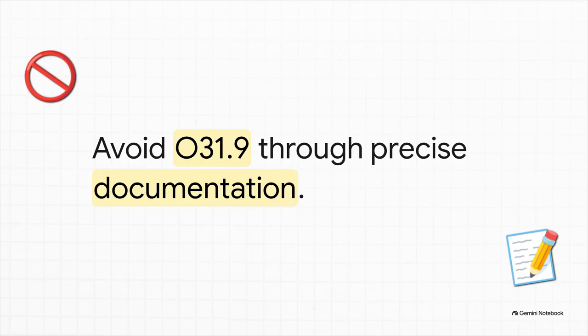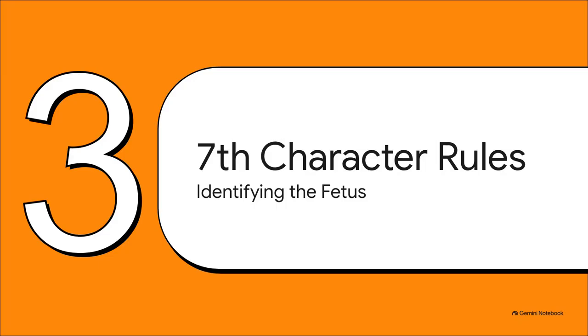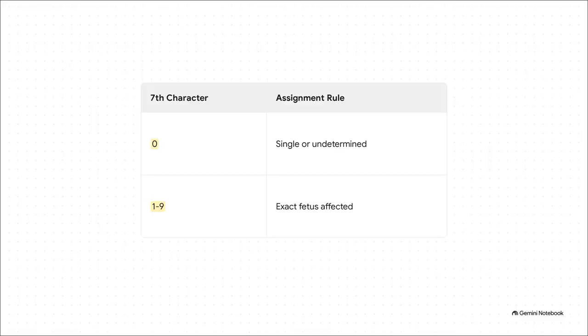Your ultimate goal is precision, and precise, rock-solid clinical documentation is really the only way to avoid the O31.9 trap. Which brings us perfectly to Section 3, 7th character extension rules, where we look at identifying the specifically affected fetus. Because when you're dealing with complications in multiple gestations, it's just not enough to say a complication occurred, right? We have to know exactly who it happened to.